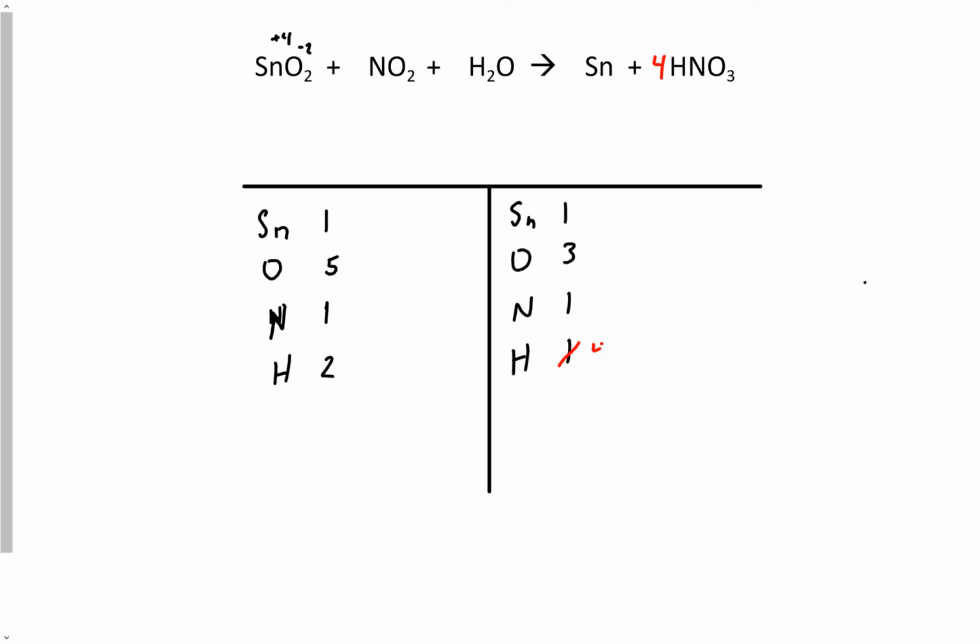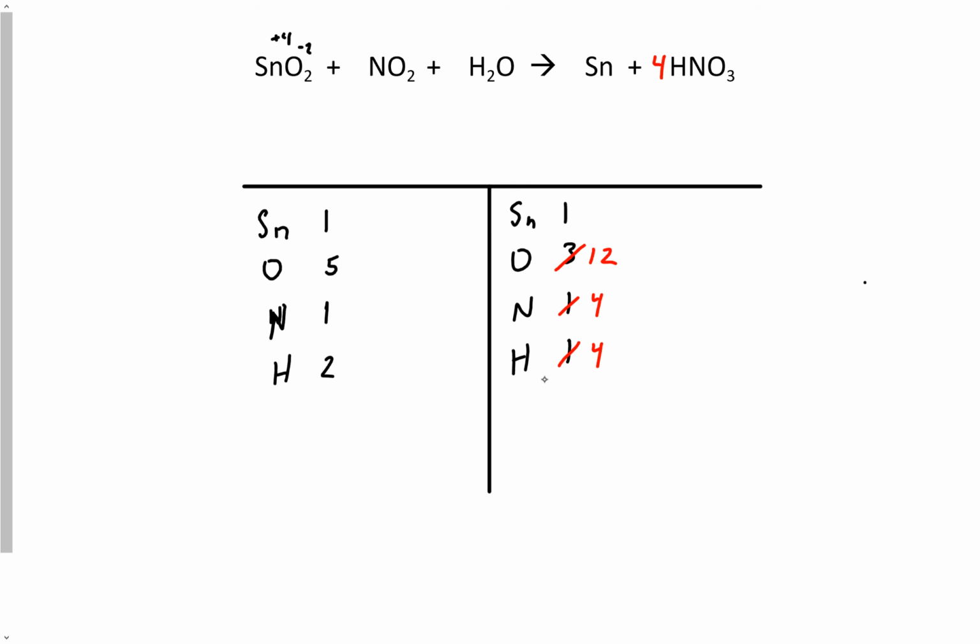So I've got 4 H's. I've got 4 times 1 N is 4. And you're probably sitting there going, Mr. Cole, there's no way this works. Oh, well, let's just find out. 4 times 3 is 12. And now let's go to the other side and try and balance this thing out.